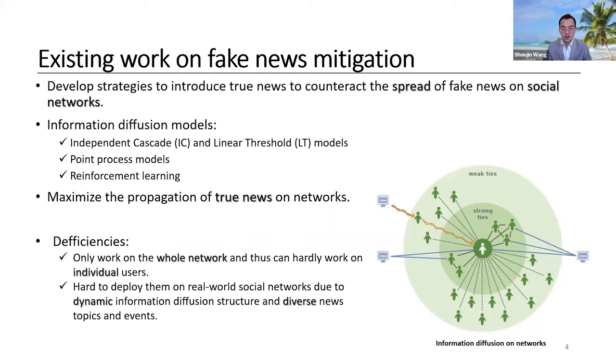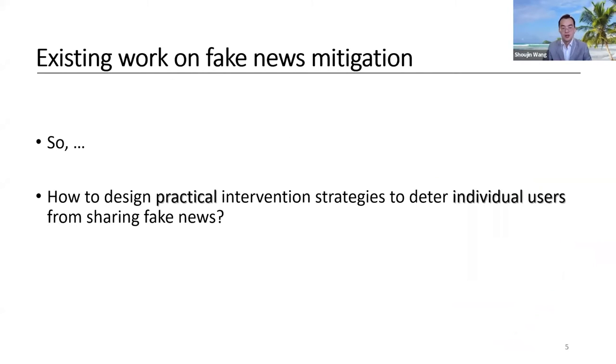However, these works have two obvious deficiencies. One is that they only work on the whole network and thus can hardly work for individual users. If we want to mitigate fake news for one specific user, how do we do that? The second is that they are hard to deploy on real-world social networks due to dynamic information diffusion structure and diverse news topics and events. So this triggers the need to develop new methods and solutions for fake news mitigation.